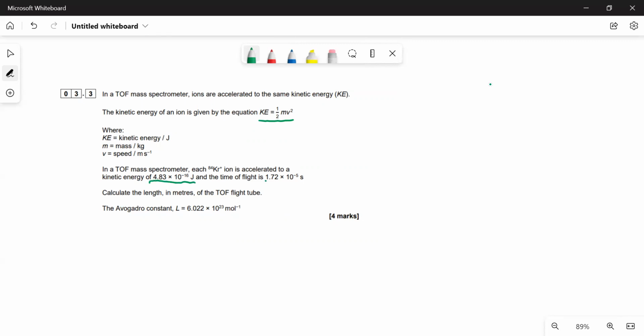They give us the time of flight there, and we've got to find out the distance of the flight tube. So first of all, we need to write down our expression: kinetic energy is equal to half mv squared. And velocity is equal to distance, the length of the tube, divided by the time. So that means v squared is equal to d squared over t squared. That's the way I would do it, rather than involving square roots. Sometimes I make a mistake doing that at this stage.